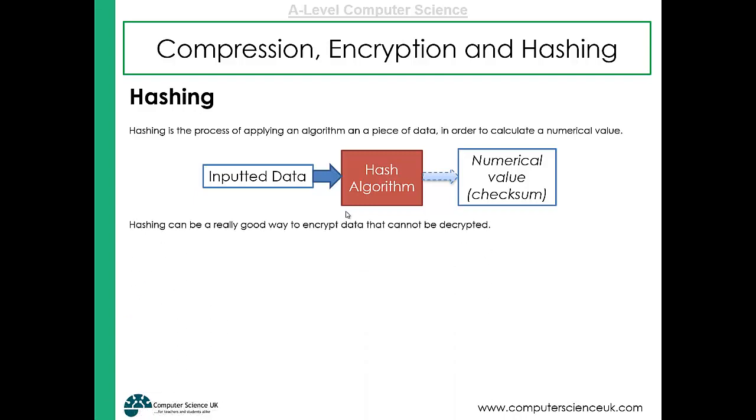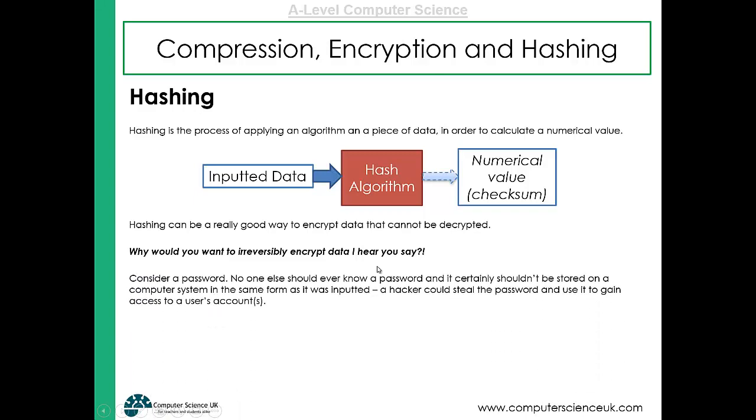So hashing can be a really good way to encrypt data that cannot ever be decrypted. And you're probably thinking, well, what good is that? Why would we ever want to scramble data and never be able to decrypt it? Well, if you think about a password, no one should ever know a password, and it certainly shouldn't be stored on a computer system in the same form that it was inputted.